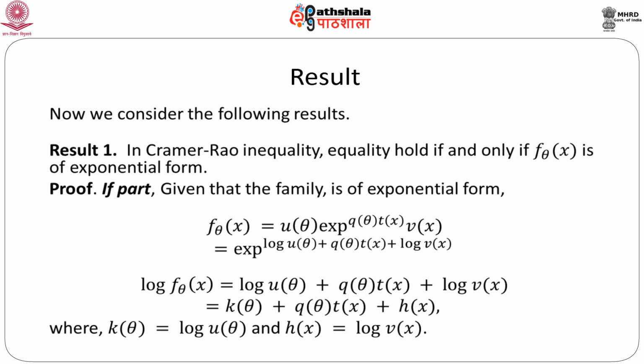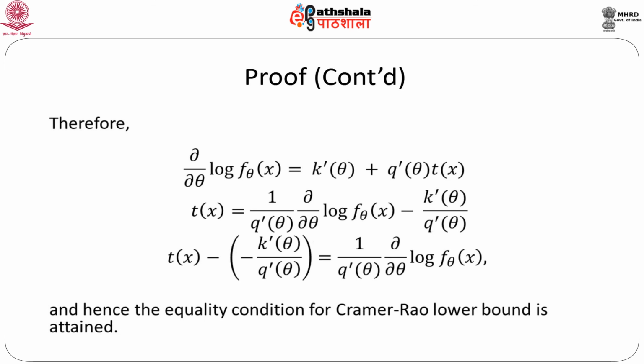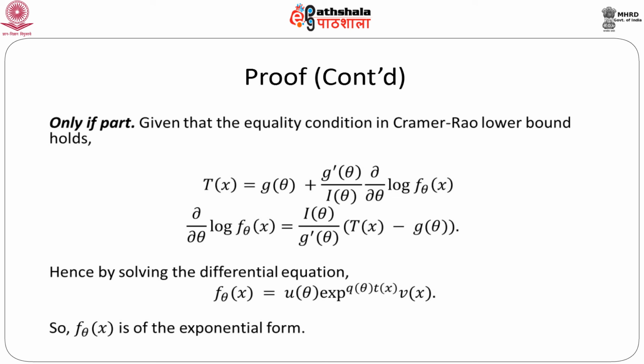We can write this as e^{log u(θ) + q(θ)T(x) + log v(x)}. Taking logarithm, we get log f_θ(x) = k(θ) + q(θ)T(x) + h(x), where k(θ) = log u(θ) and h(x) = log v(x). Therefore, ∂/∂θ log f_θ(x) = k′(θ) + q′(θ)T(x). Thus we get T(x) − (−k′(θ)/q′(θ)) = 1/q′(θ) · ∂/∂θ log f_θ(x), and hence the equality condition for the Cramér-Rao lower bound is attained.